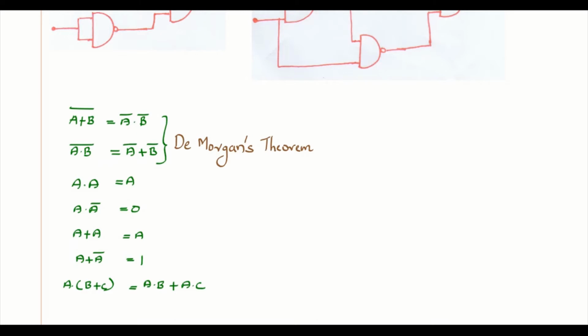It says that if we have two inputs A and B, then (A plus B) complement is equal to A complement dot B complement. Then (A dot B) complement is equal to A complement plus B complement. Also consider A dot A equal to A, A dot A complement equal to 0, A plus A equal to A, A plus A complement equal to 1, and also A dot (B plus C) equal to A dot B plus A dot C.